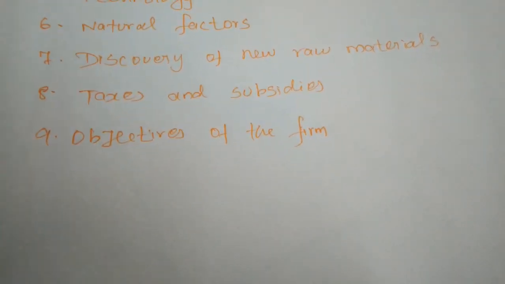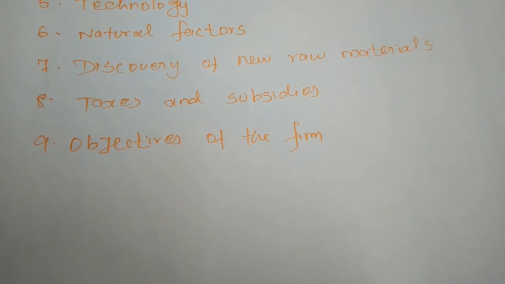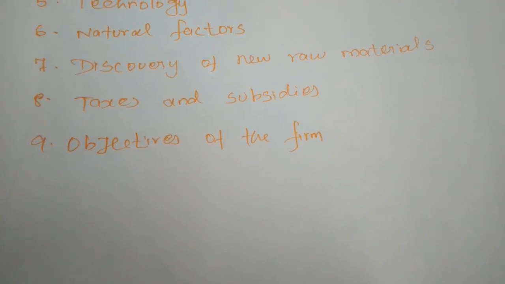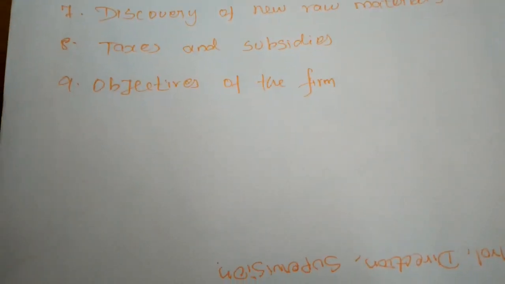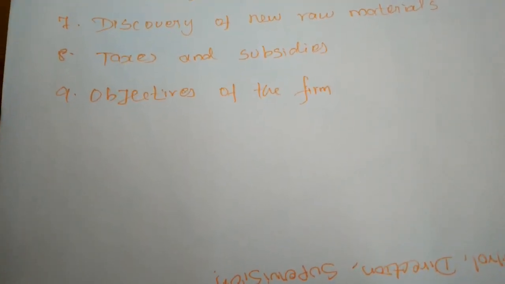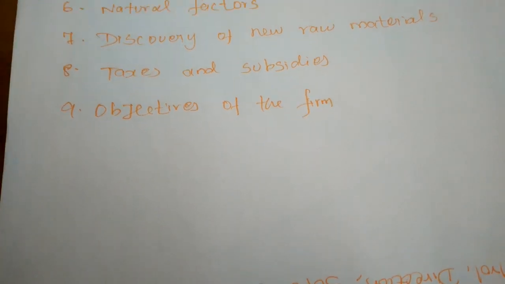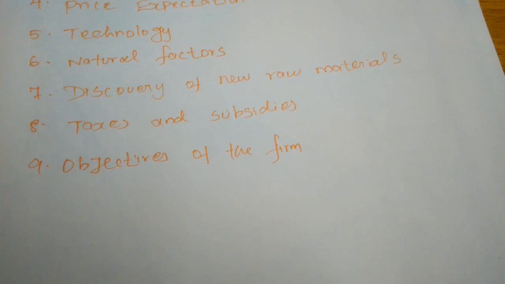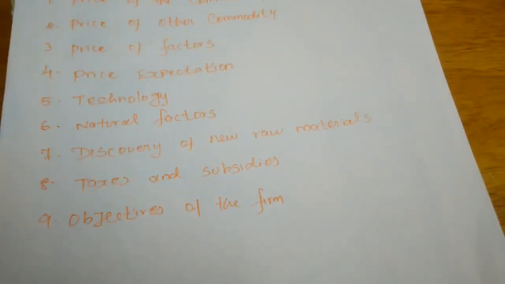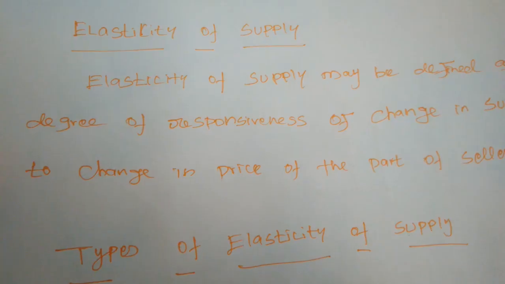Next, taxes and subsidies. If the government provides more subsidies and fewer taxes, the producers will increase supply. Next, objectives of the firm. If a good firm has the proper objectives of earning more profit or providing welfare to the public, it will increase its supply of commodity.